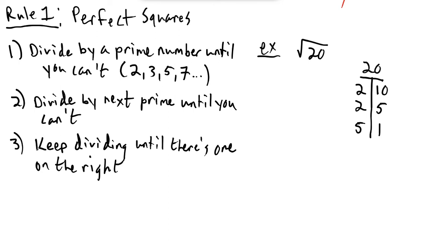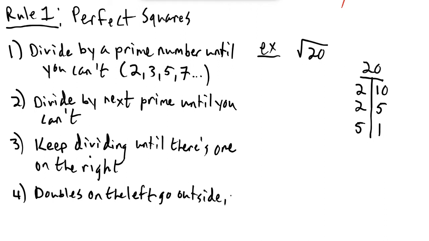Step 4 says any numbers that show up twice in the left row get to go on the outside, and you multiply all of those together. So 4, doubles on the left go outside, and they multiply. And then step 5, we take whatever's left, single numbers, stay on the inside, and they multiply together.